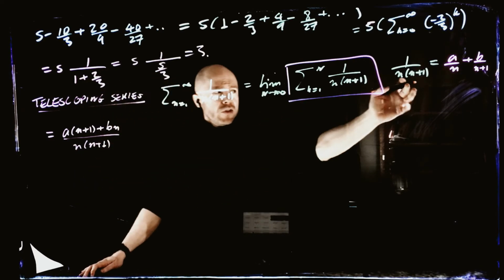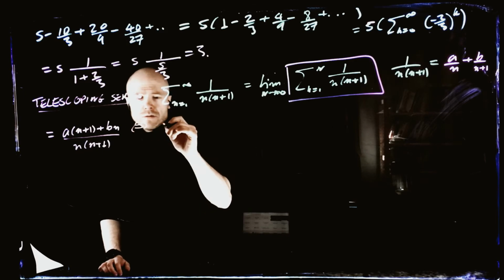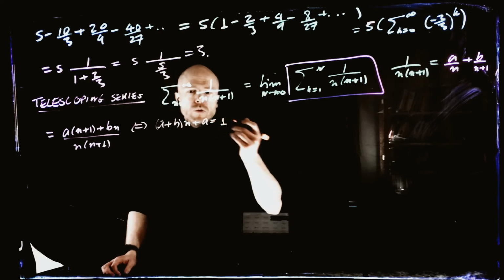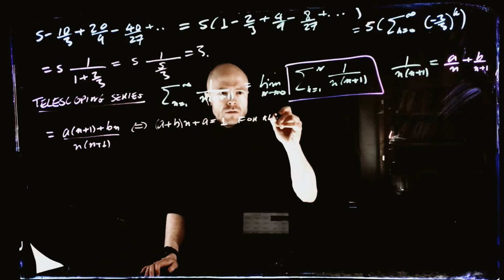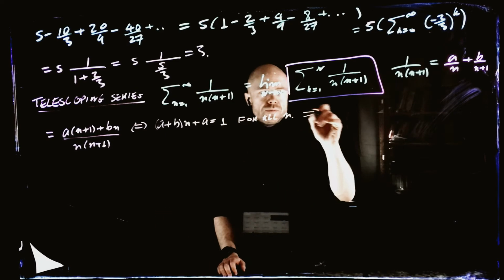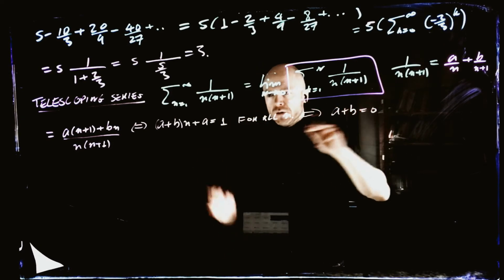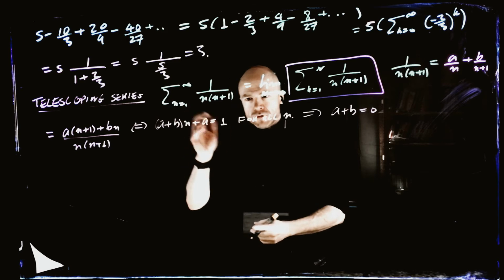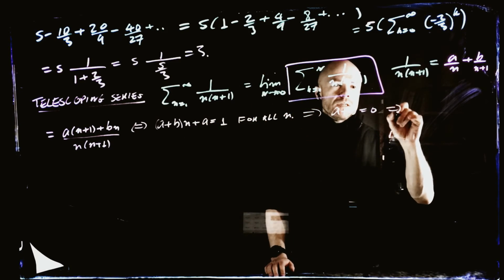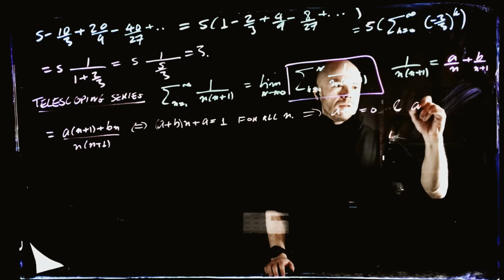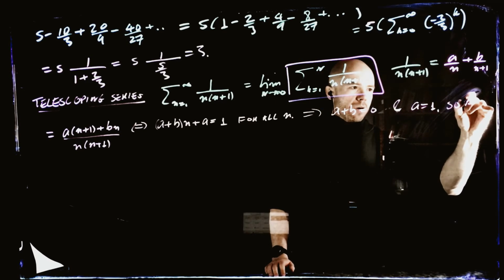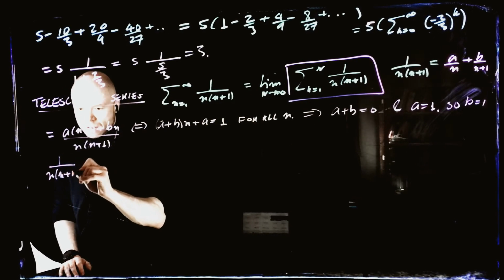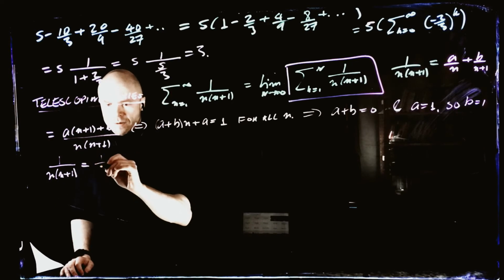And the only way this is equal to this for every n is if the numerator agrees. So we have a plus b times n plus a is just equal to 1 for all n. And this implies that a plus b has to equal 0. There's no other way that this could be true, right? Because if a plus b was not equal to 0, then this thing goes off to infinity as we let n go to infinity. So it implies a plus b is 0, and it also implies that a has to equal 1. Therefore, b is minus 1. So we have that this thing can be decomposed like this. Is equal to 1 over n.